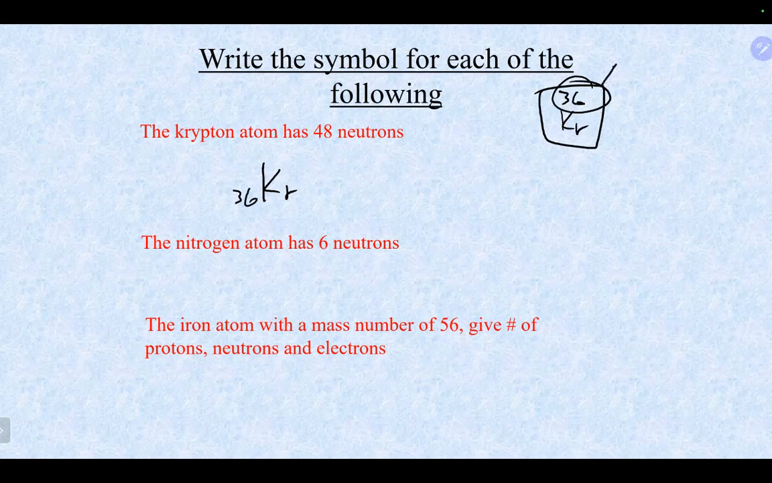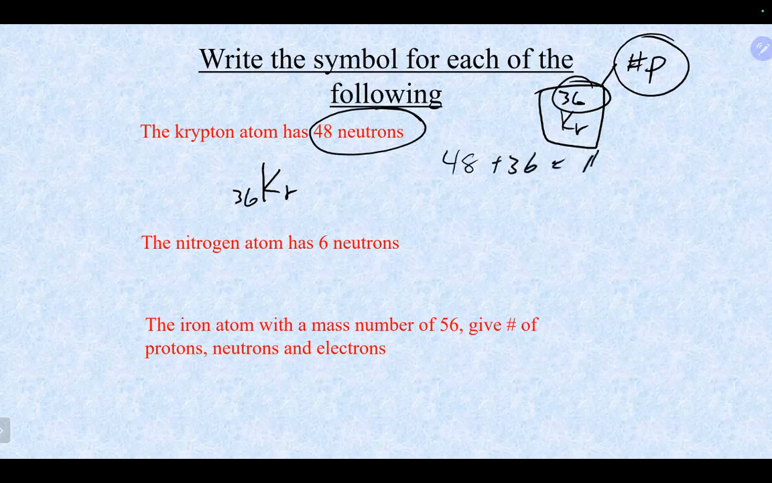That's also the number of protons, which is good because they do give us the number of neutrons. So we could add those numbers together. 48 plus 36 will equal our mass number. And that looks like 84 there, I think. And that would go up on top. Any questions on that one there?